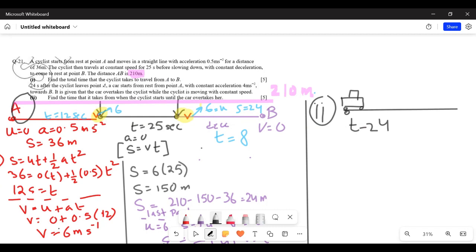Also, it says it moves from rest, so U is going to be 0. We know the expression for time, which is t minus 24, not just simply t. And it says that the acceleration is constant, which is 4. So A is 4. So, firstly, the cyclist left A, and 24 seconds later, the car leaves A.